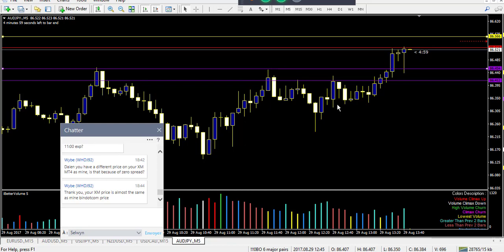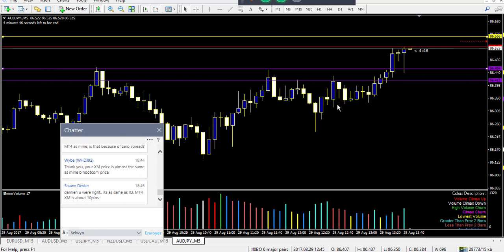Yes, my XM account zero spread is nearly the same as IQ and nearly the same as binary.com. That's why we don't need to convert anymore, so it's easier for you members to follow the setup.